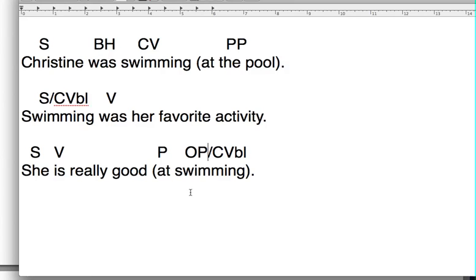So write down 3 sentences of your own that use an ing verb as either the subject or as the object of the preposition, and then label them.